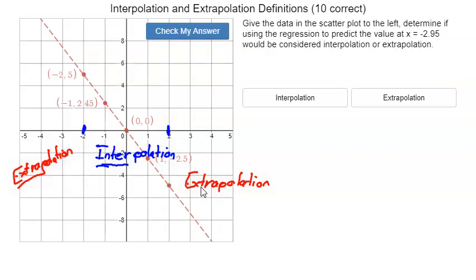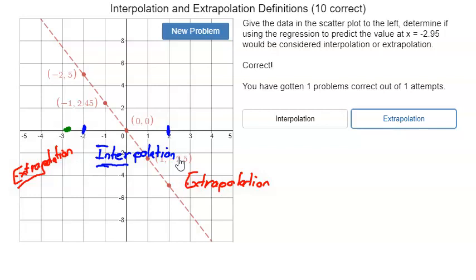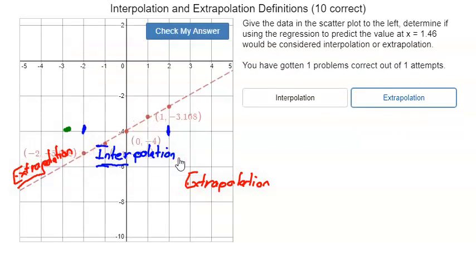This says, given the data in the scatter plot to the left, determine if using the regression to predict the value at x equals -2.95 would be considered interpolation or extrapolation. So I need to find x equals -2.95, which would be somewhere around there. Notice that is not within my data set, that is on the outside of my data set. So I would say that this would be extrapolation, and I would simply select that and check my answer. And then I can ask for a new problem.